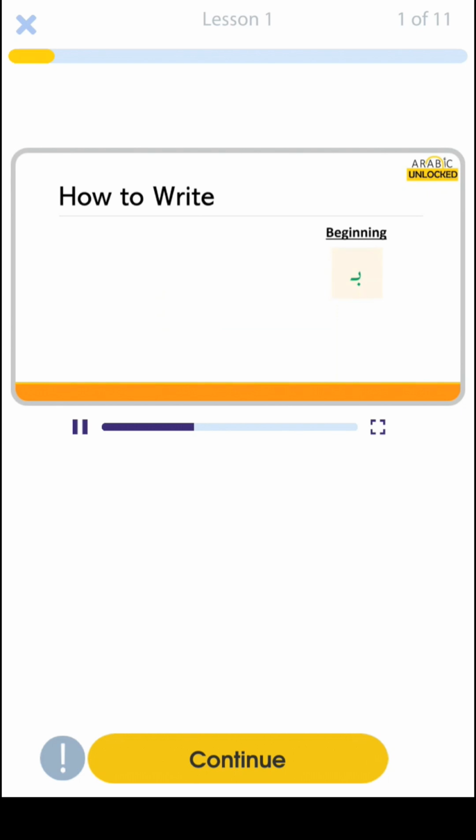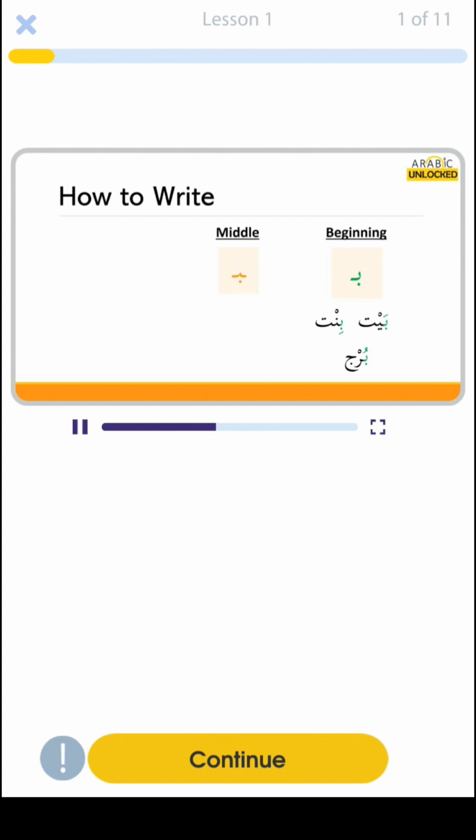In the beginning of a word, the letter Ba is written like this. The shape is similar to the full letter, however the second half of the letter has been cut off so it can join onto the next letter in the word, like in these words: Bait, Bint, Burj. The Ba is in the beginning of these three words and it's written in this way so that it can join onto the next letter in the word.